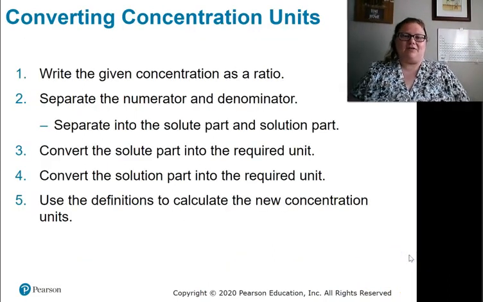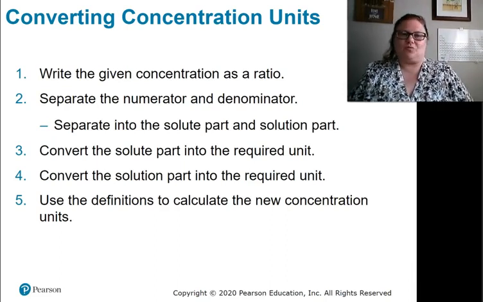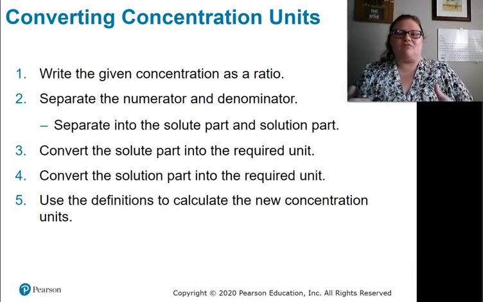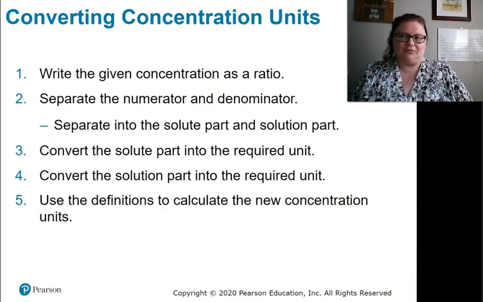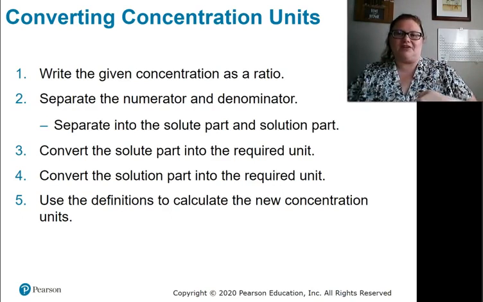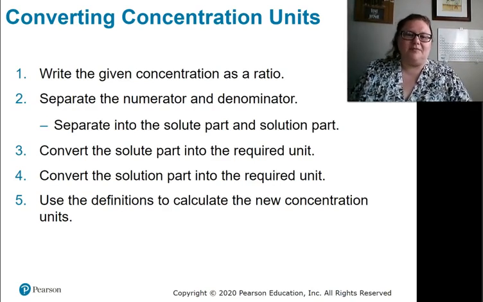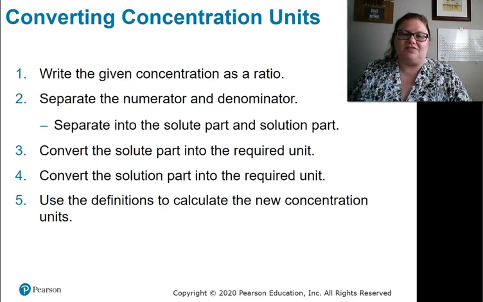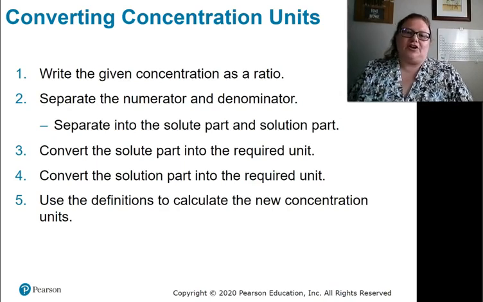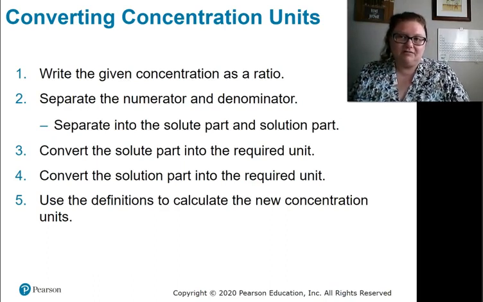All right, so to convert different units, you're going to start with what's given. You're going to write the concentration as a ratio. However, you need to flip it so that whatever the denominator is, that's what you're canceling out, your starting unit. You're going to separate the numerator and the denominator into the solute and the solution. You're going to convert both parts individually, right?